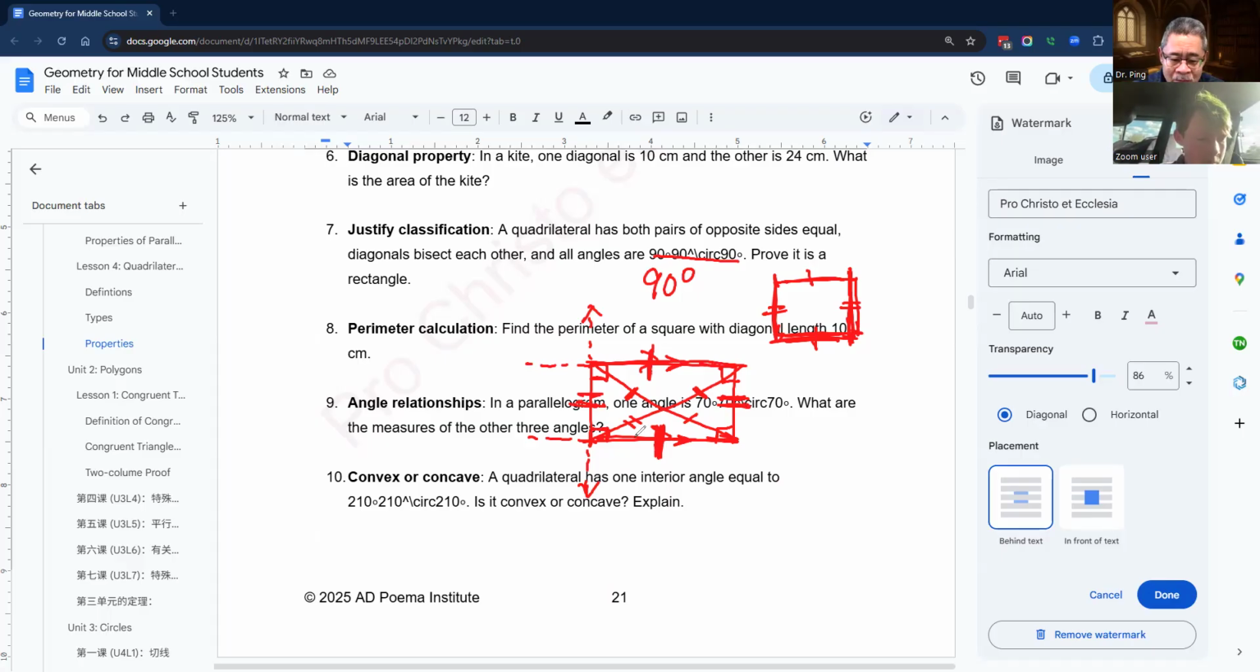Similarly, we can prove it using this one as the transversal and those two lines here. This angle and this angle are consecutive interior angles, and they are supplementary. So therefore, this side is going to be parallel to that side. So then by definition, this is a rectangle. Good?